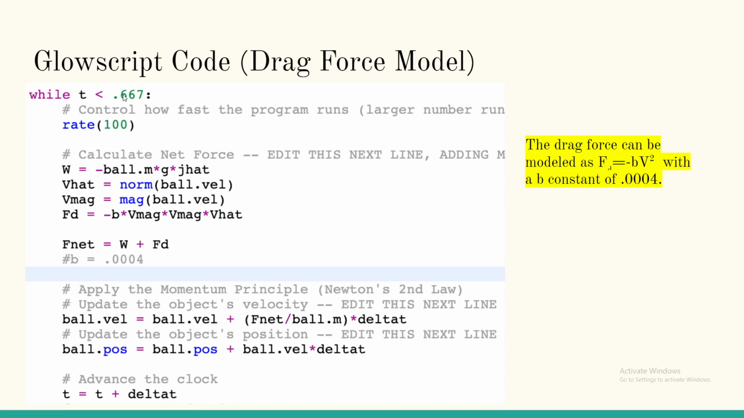For the drag force model, it's about the same thing except for one more added component, which is the drag force modeled by negative b times v squared, with the b constant being some unknown number. In order to find the b constant, I had to guess and check a bunch of b values until it matched my Tracker data, and I came upon a value of 0.0004. Now the net force is comprised of the weight force and the drag force, with the same velocity and position update formulas.